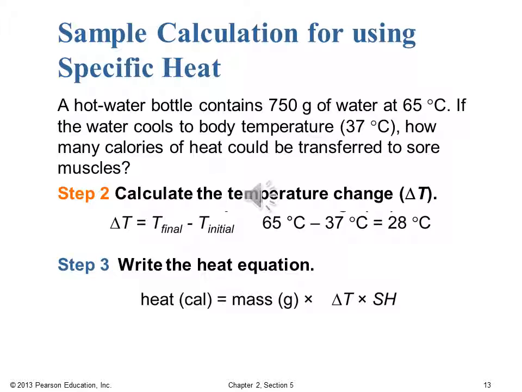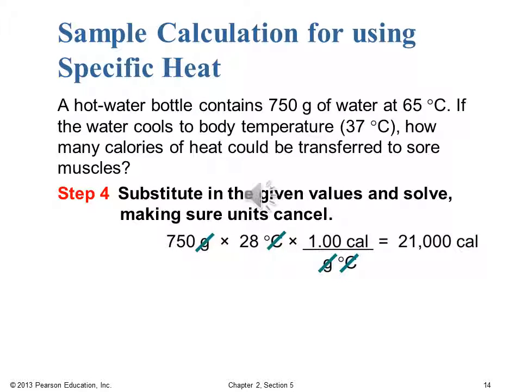Finally, now we can write the heat equation. Heat in calories equals mass in grams times the delta T times the specific heat, which we'll have to look up for water in this case. Okay, finally, as we make the substitutions, the mass of our water bottle was 750 grams of water times 28 degrees Celsius, the delta T for the muscle, and then times the specific heat in calories per gram degree Celsius, which for water is defined as 1.00, and we end up with 21,000 calories.